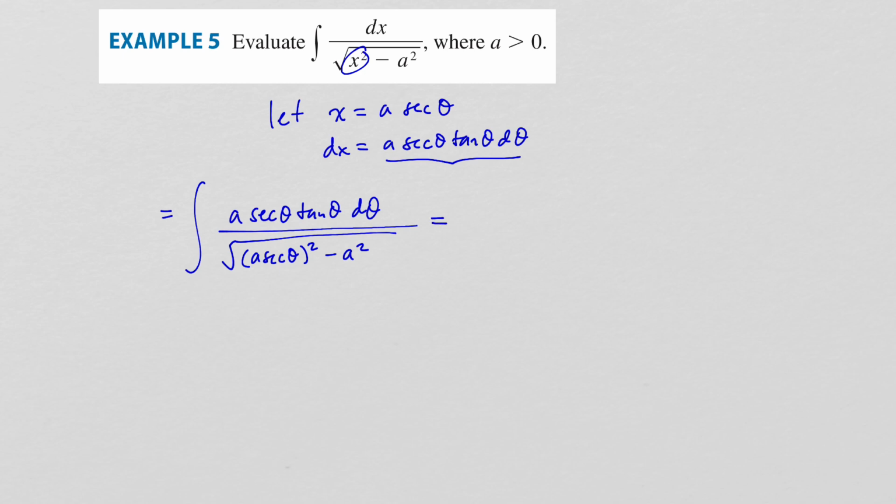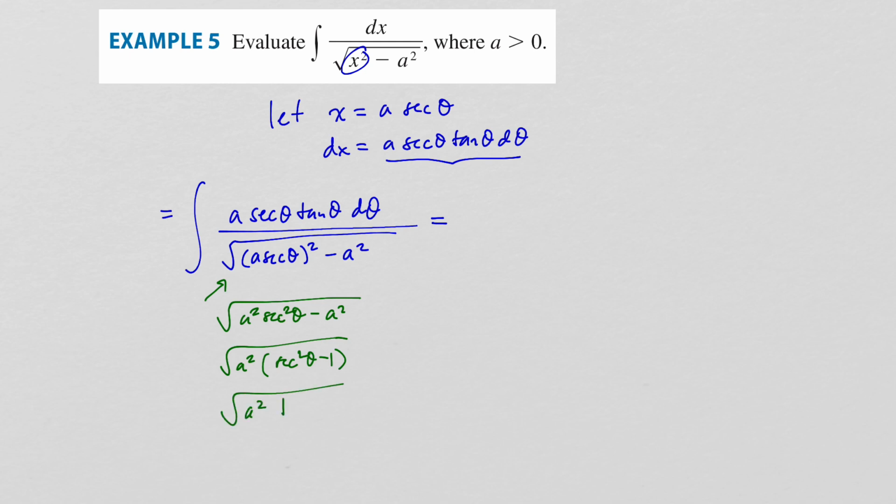And so let's go ahead and work on this radical here. This is going to be the square root of a squared secant squared minus a squared. And then we can factor out the a squared inside the radical. And that gives us secant squared minus 1. And we know that secant squared minus 1 is tangent squared. And then we'll take the square root of each of those. And that is going to give us a times tangent of theta.